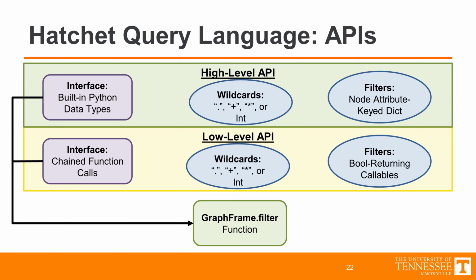The first major difference between the two API levels is the representation of the filter. In the low-level API, the filter is represented by a Python callable that accepts a real node and returns a boolean.